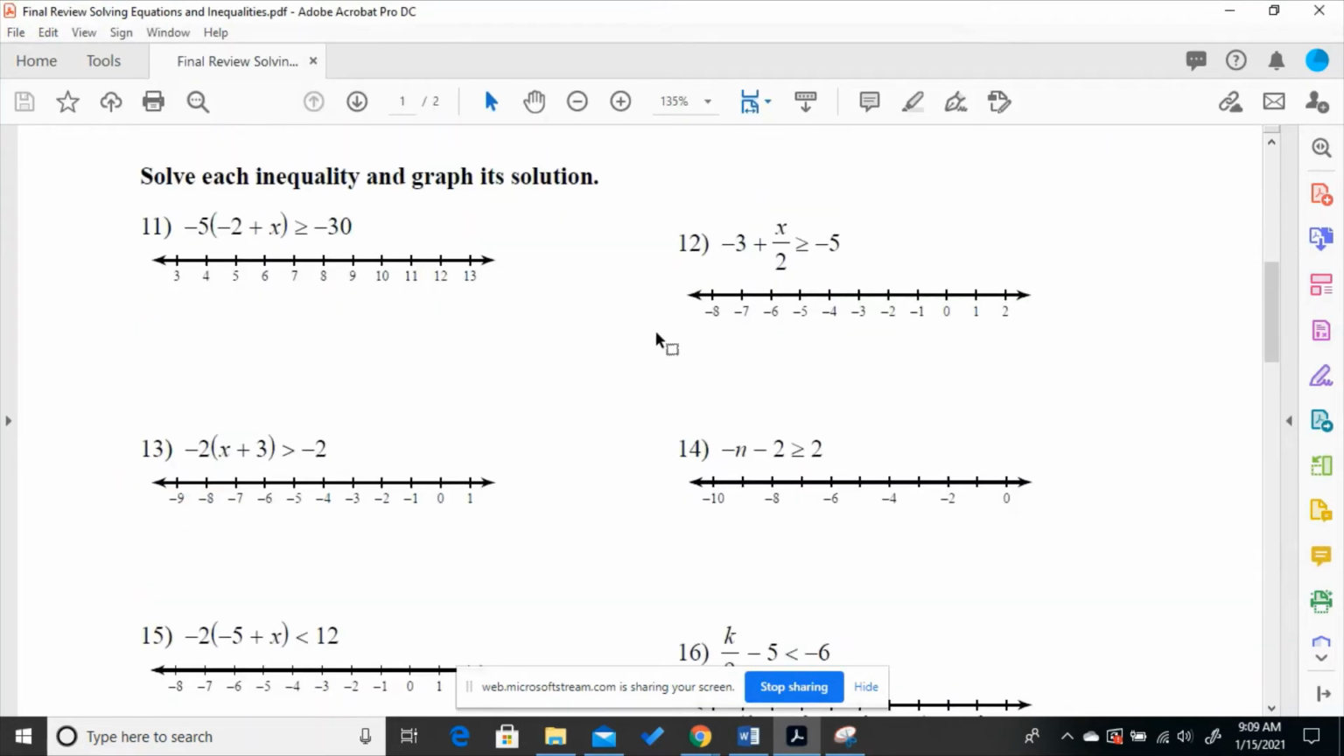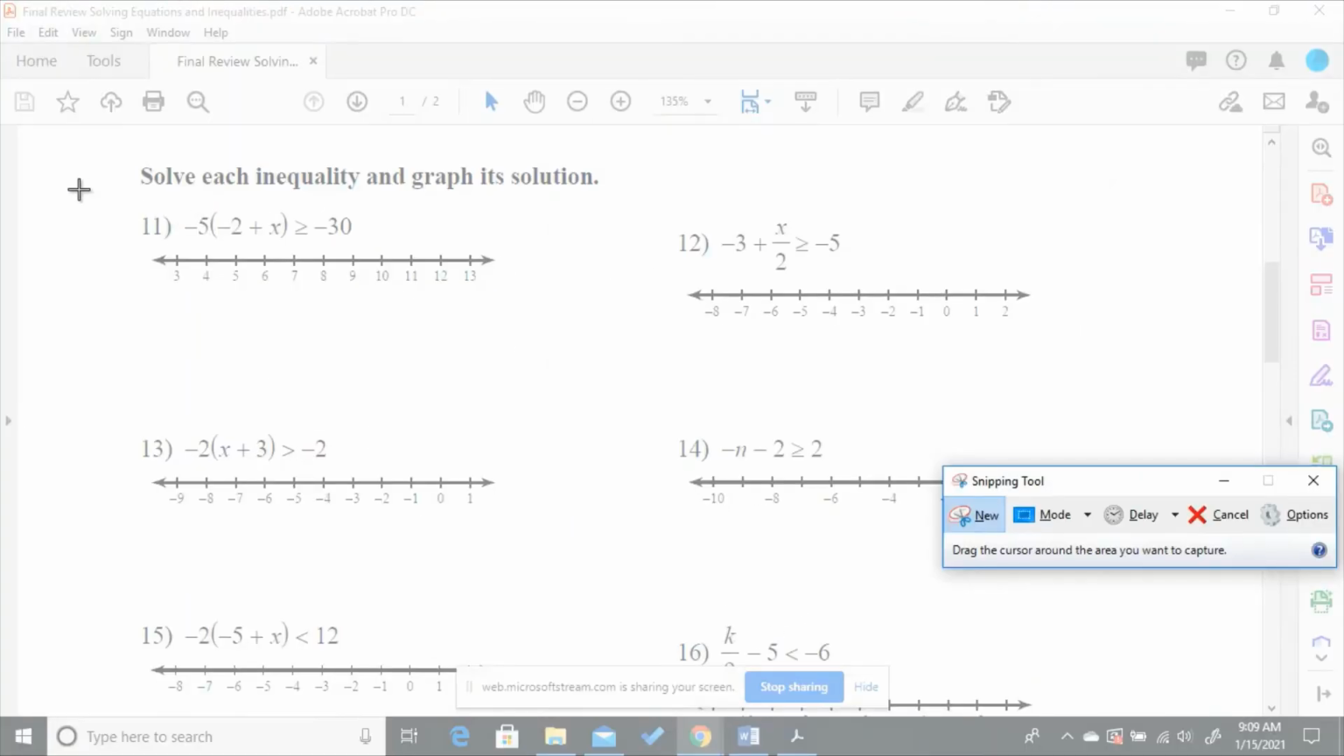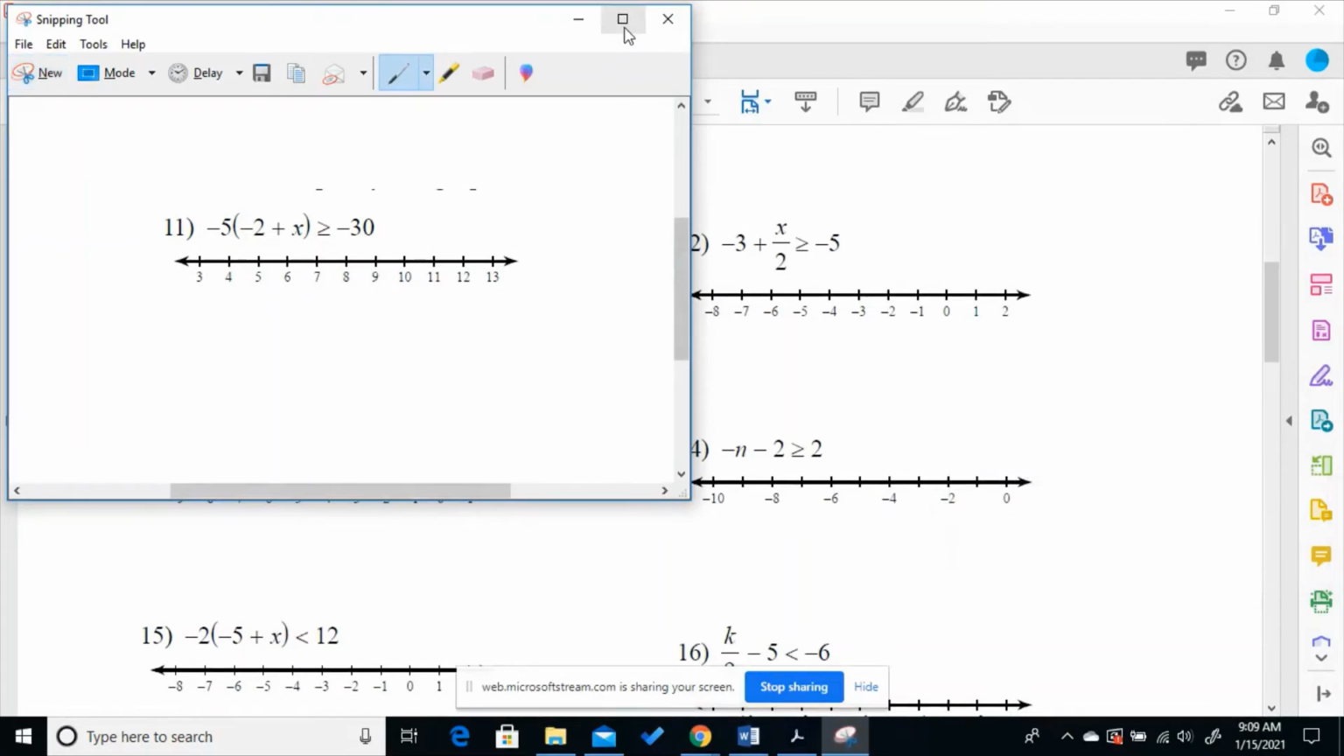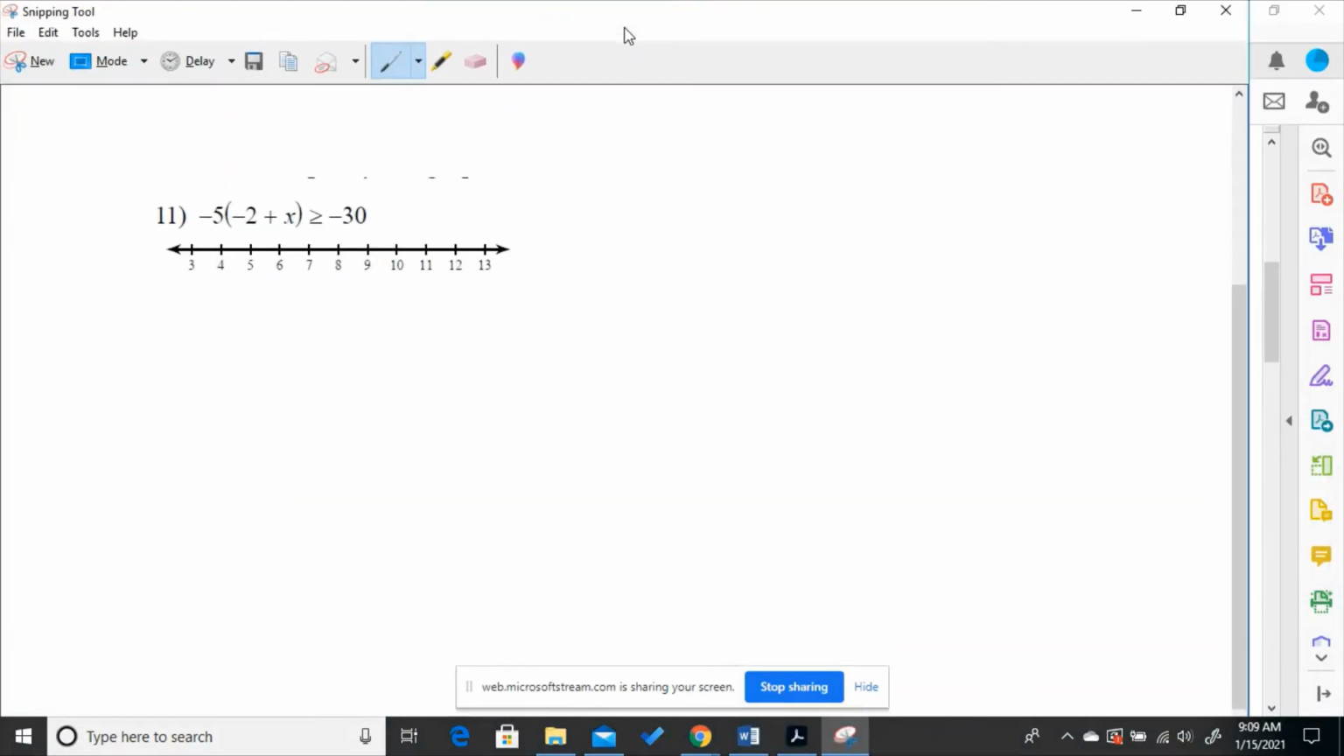Now we'll do an inequality example. We'll do this one, very similar to what we just did, with a little bigger numbers. So this one is solving an inequality. Follow the same steps, except there's that little rule: when you multiply or divide by a negative number, you have to flip the sign. I'm sure you all remember that. So first thing, you're going to distribute your negative 5 on both of these. This reads negative 5 times the quantity of negative 2 plus x is greater than or equal to negative 30. So first we're going to distribute.